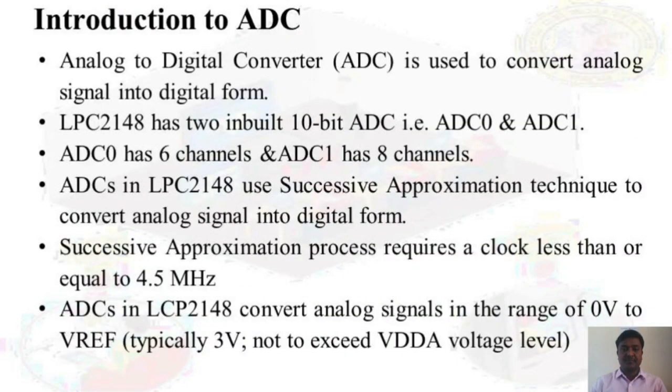Introduction to ADC. ADC means analog to digital converter, which is used to convert an analog signal into digital form. That is, we will be providing an analog input voltage, which will be converted into digital form, that is numbers, in the form of digital numbers.